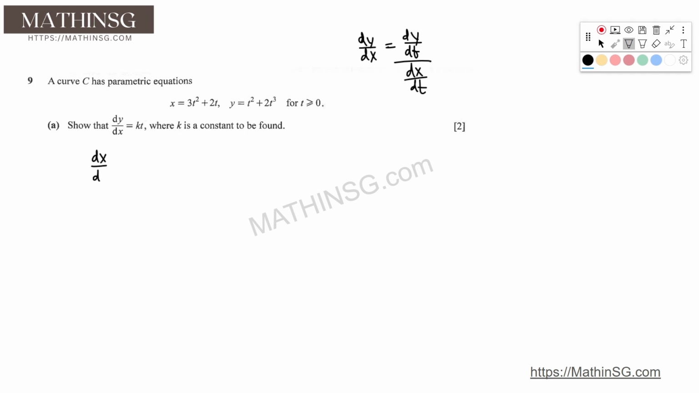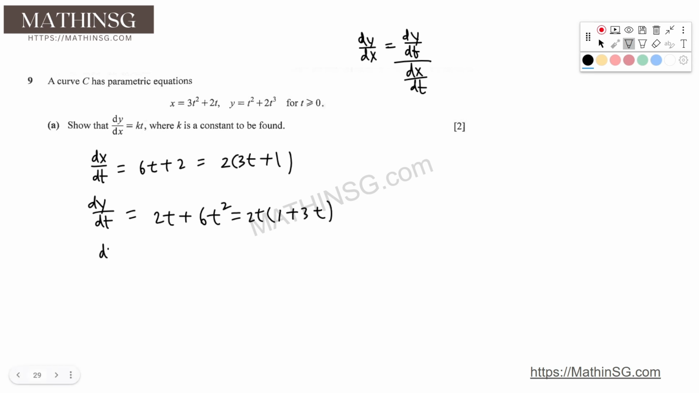So let's find dx/dt. It is equal to 6t plus 2. dy/dt is equal to 2t plus 6t squared. Let me factorize this because I need to leave it in this form. Let me factorize out 2 from 6t plus 2, which gives me 2 times 3t plus 1. Let me factorize out 2t from the other, which gives me 2t times 1 plus 3t.